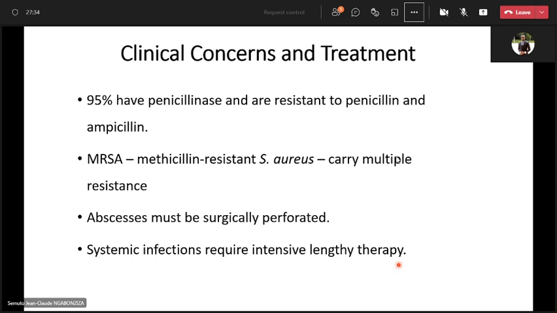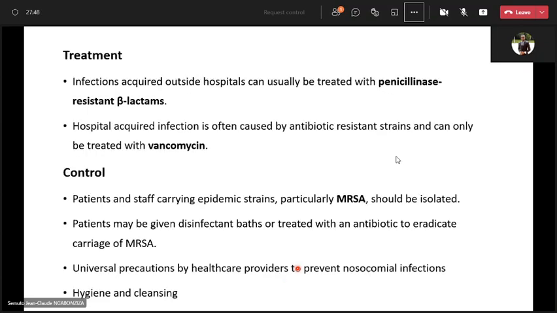As we previously said, this is bad as it will not only select Staph aureus, but also kill the normal flora. As treatment, infection acquired outside the hospital can usually be treated with penicillinase-resistant beta-lactam. But with hospital acquired, in most cases, those are resistant to all beta-lactams, and you will go with vancomycin, which is a strong antibiotic.